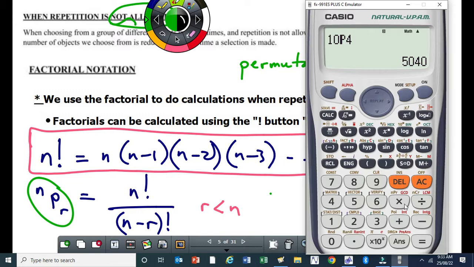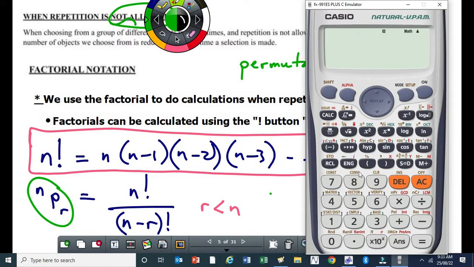Now, this same answer, I can get as well if I type 10 factorial. Let me show you. I'm going to do a proper example on the use of the calculator. So in this case here, it would be 10 factorial. If I say 10 factorial, what answer do you get? Okay, it can't be 10. It's not 10.